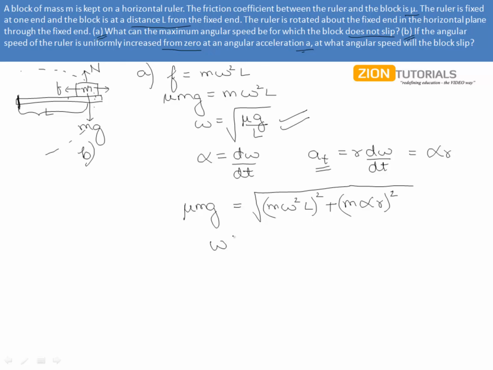giving us omega to the power 4 plus alpha square equals mu square g square over L square. Further solving, we get omega equals (mu g by L minus alpha square) whole to the power 1 by 4.